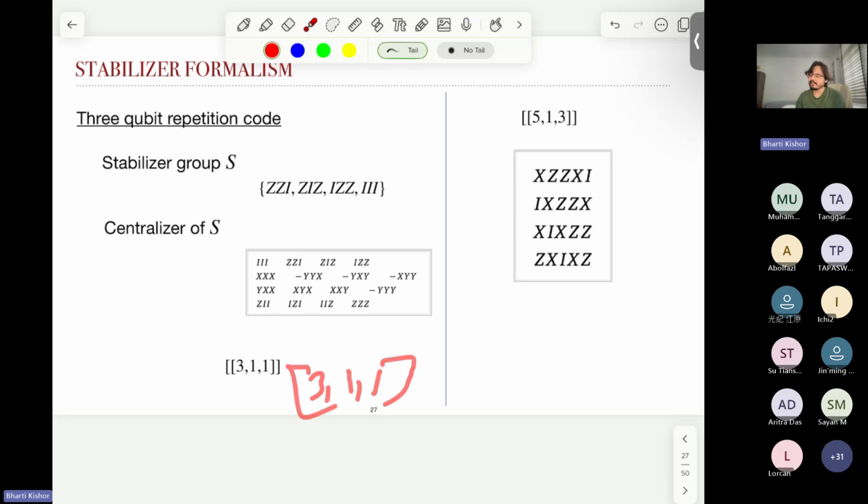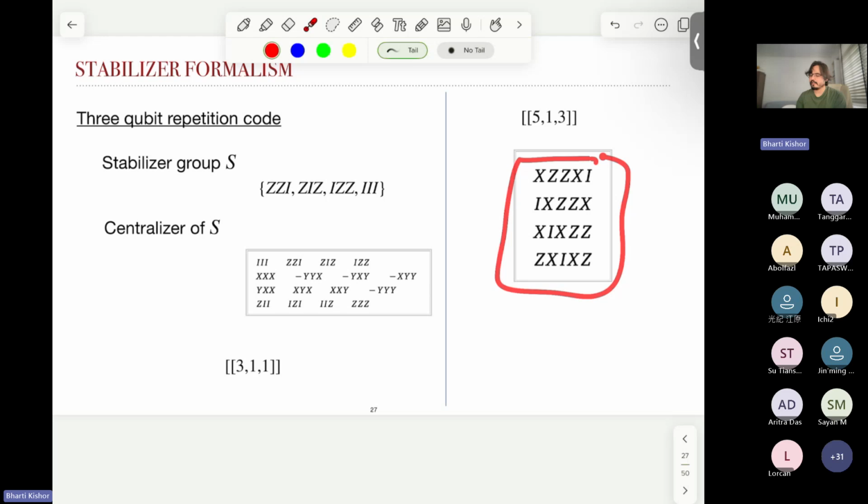Let's say if you think of a very nice famous code, which is the [[5,1,3]] code, which takes five physical qubits, protects one logical qubit, and has distance 3. Its stabilizers are given here.